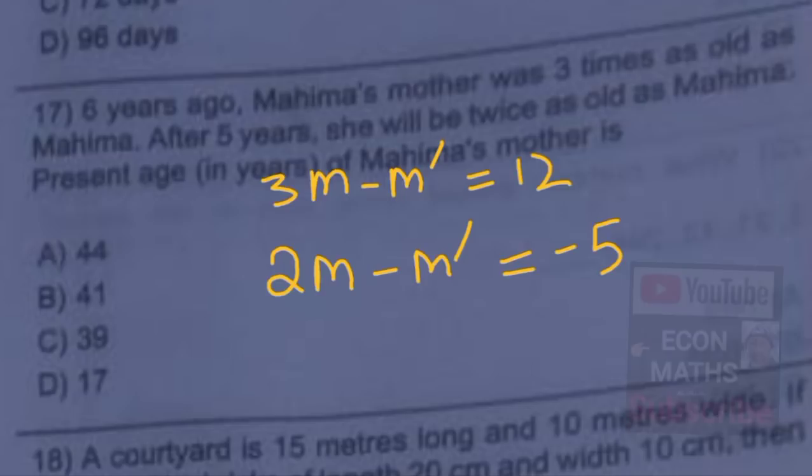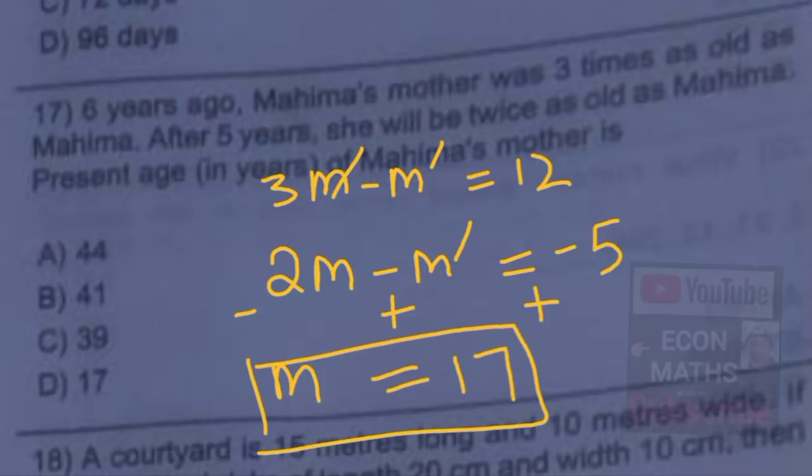So we can subtract these two equations. So this will become minus, this is plus, this is plus. So 3m minus 2m is equal to m, and minus m dash plus m dash is 0, and 12 plus 5 is equal to 17. So the age of Mahima is 17, but we have to find the age of Mahima's mother.